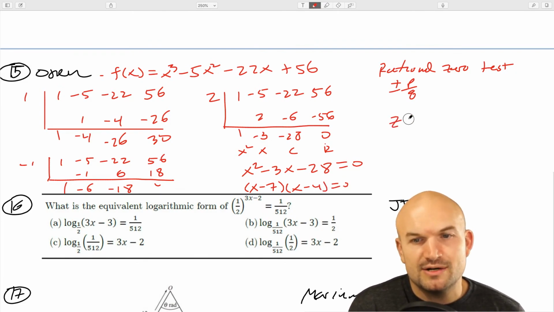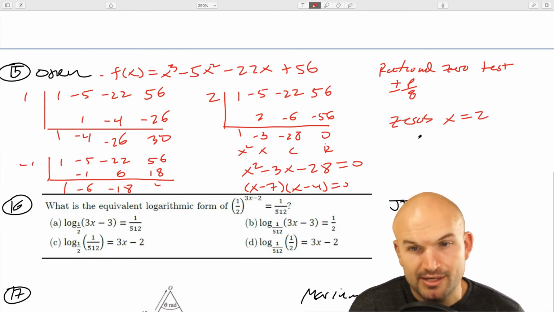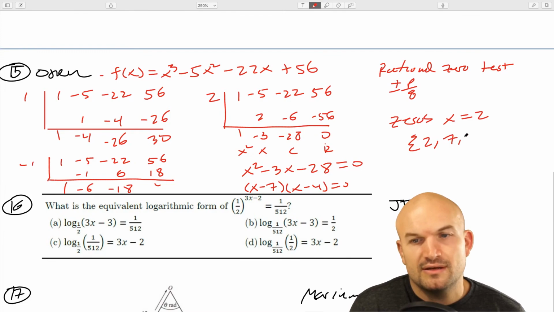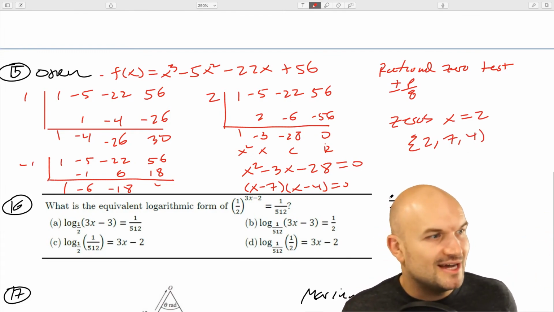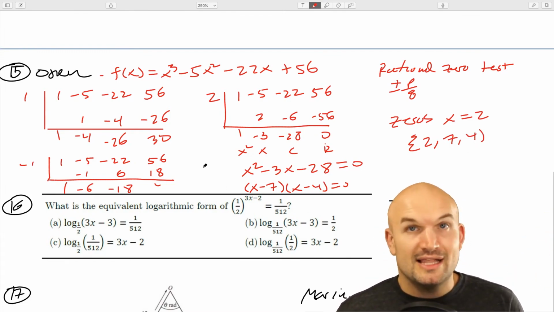So therefore, my zeros are x equals 2, right? Because that one worked through the remainder. Actually, let's do it here. So 2, 7, and -4. Because if you were to set these equal to 0 and solve, that's what you get. So there you go. I haven't done that in a while, but glad that one was quick.